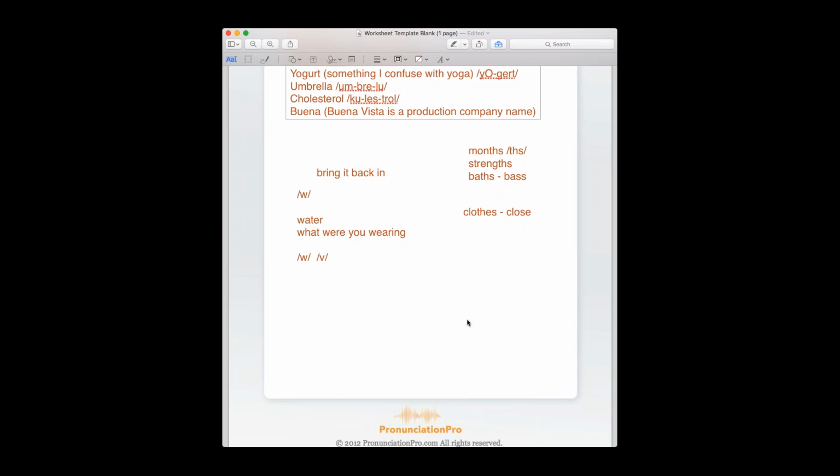The R is going to have the tongue tip down and the back of the tongue bunched in the back of the throat. So ra, ra, ra, ra.